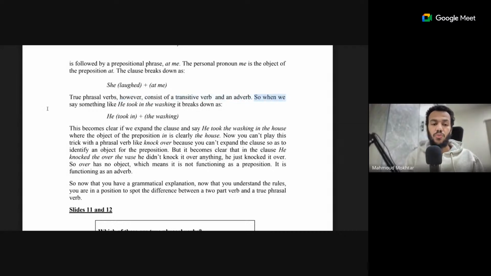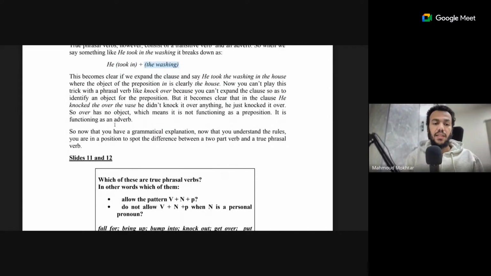So when we say something like "he took in the washing," it breaks down as: he, took in, the washing. This becomes clear if we expand the clause and say "he took the washing in the house," where the object of the preposition in is clearly the house.